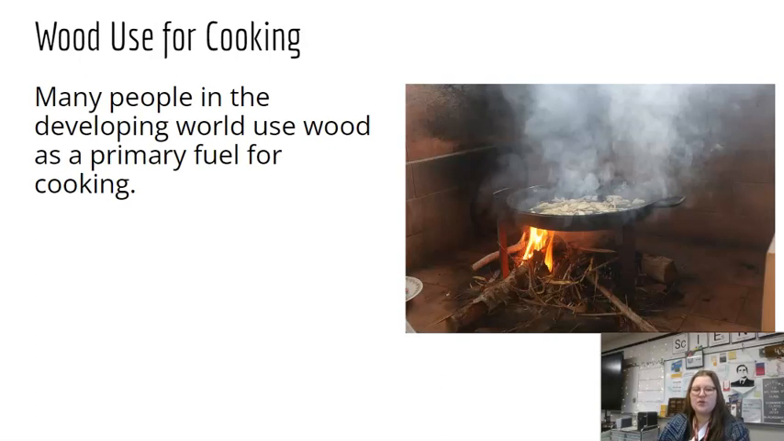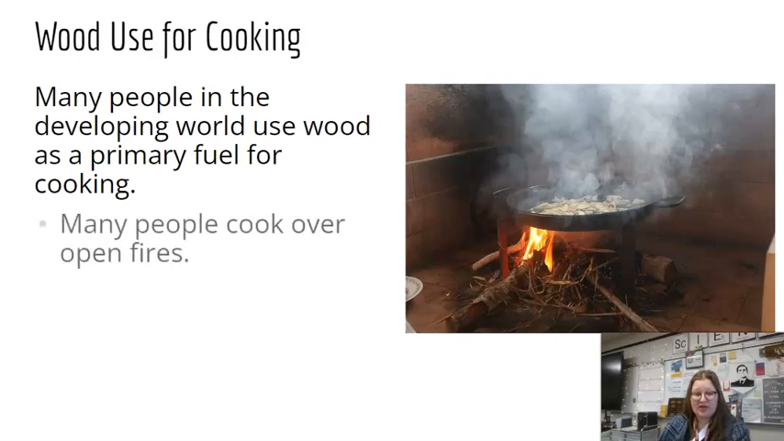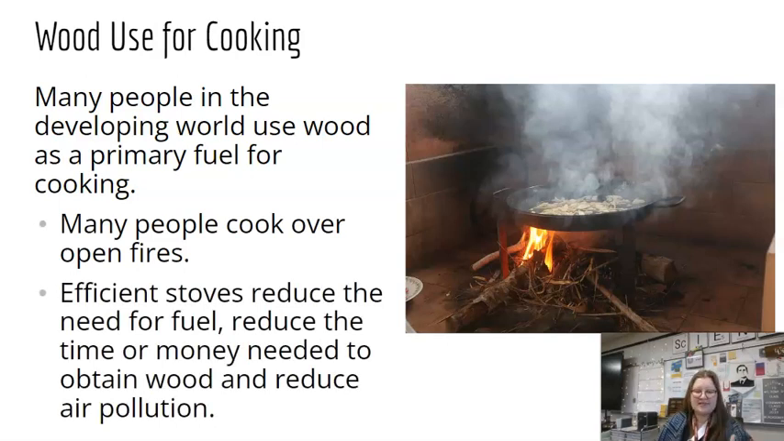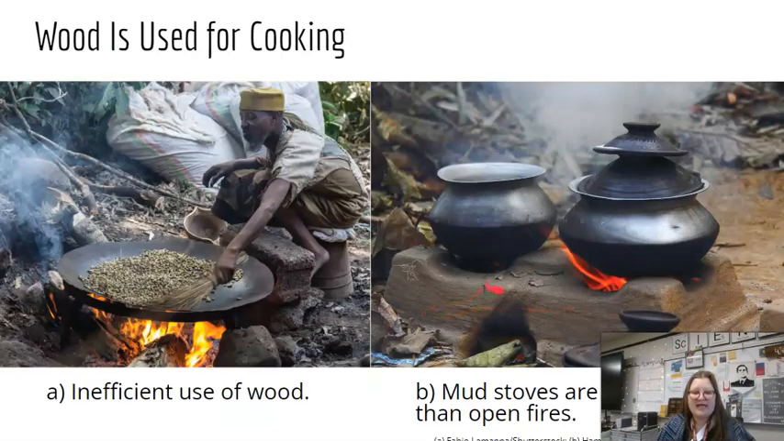So many people in the developing world use wood as a primary fuel for cooking. Many people cook over open fires. But some places also have efficient stoves that reduce the need for fuel, reduce the time or money needed to obtain wood, and reduce air pollution. So this right here is an open fire. We can clearly see an open fire under what they're cooking on. But then this right here is an efficient stove. So the flame is within that stove. So it stops things from burning too quickly and helps with heat as well.